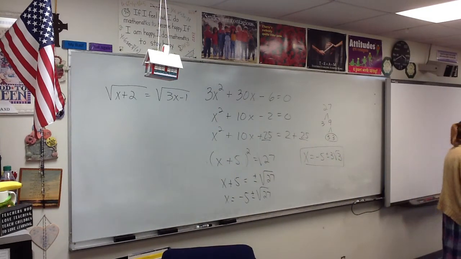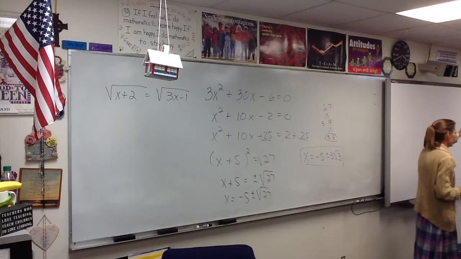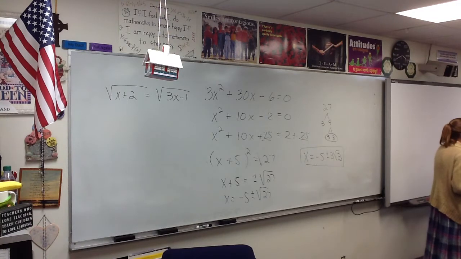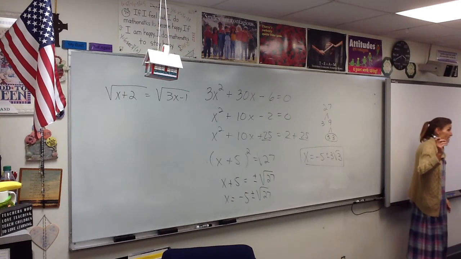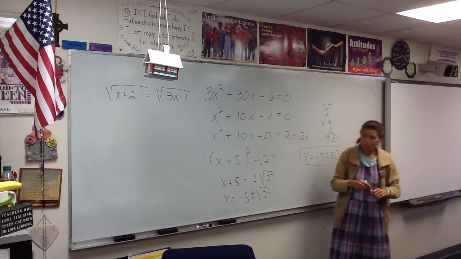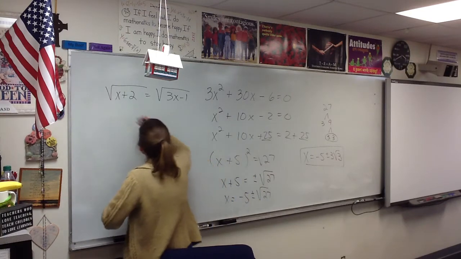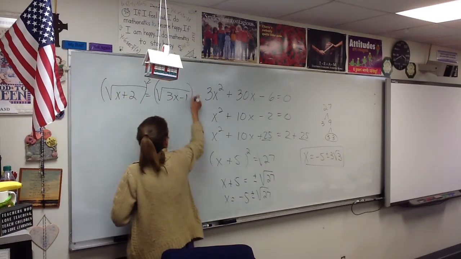Now let's catch up here. Monday we talked about solving by graphing. Tuesday we talked about solving by taking the square root of both sides or by completing the square. Wednesday, yesterday, we talked about solving with the quadratic formula. Today we're talking about solving by squaring both sides. Not square rooting, which is what you did here, right? You square rooted here. We're talking about squaring both sides.